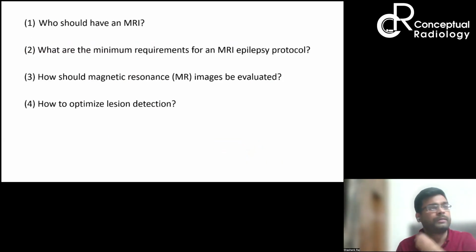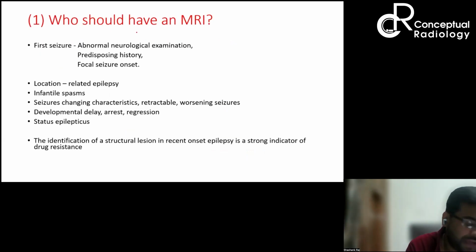Today we are going to answer these questions. First of all, who should have an MRI? Then what are the minimum requirements for an MRI epilepsy protocol? How to evaluate MRI images, and how to optimize lesion detection on MRI? The first question is who should have an MRI?